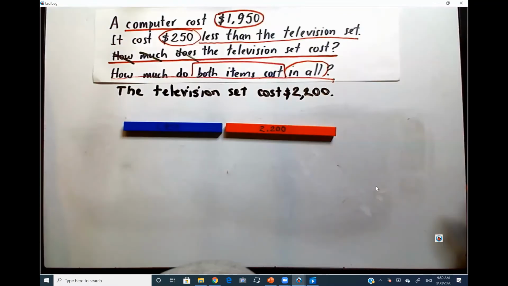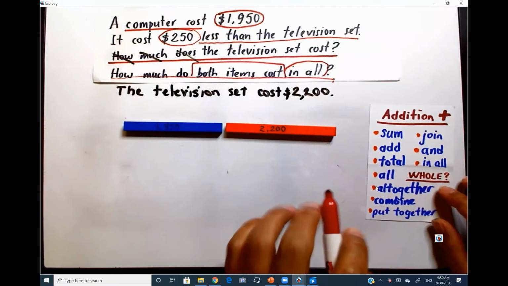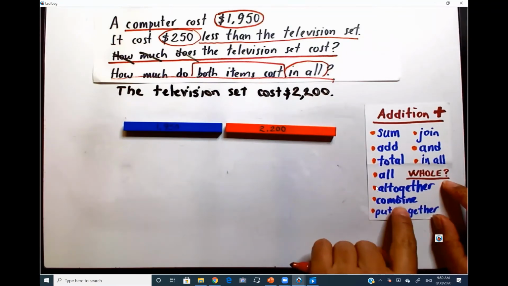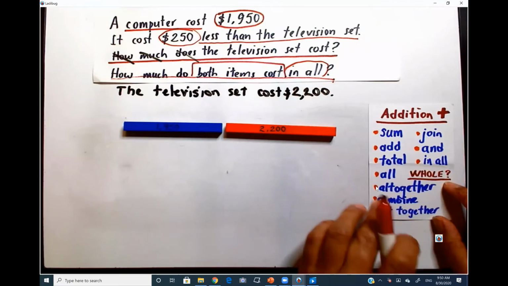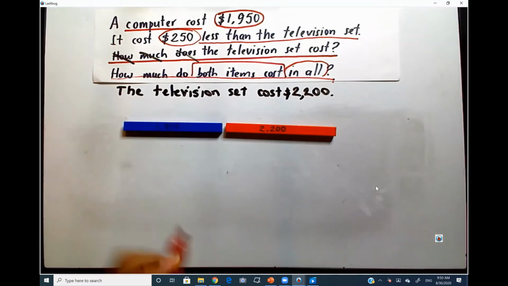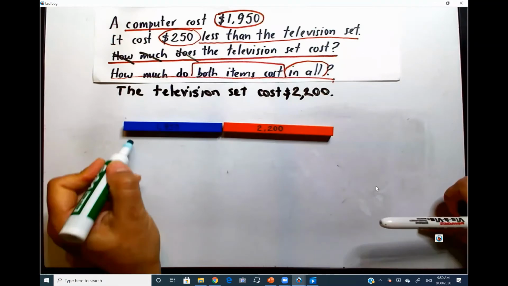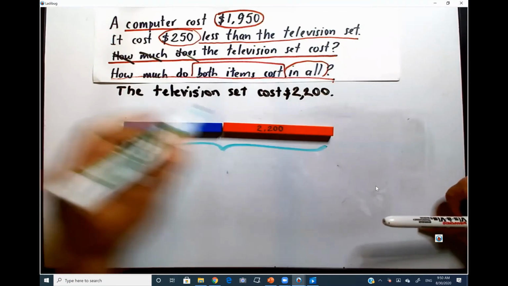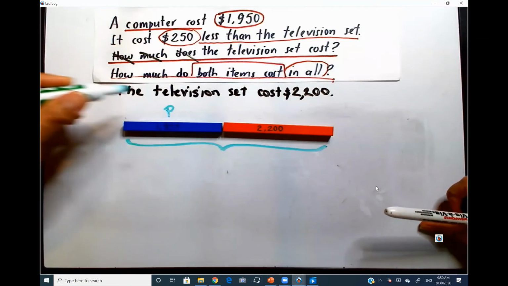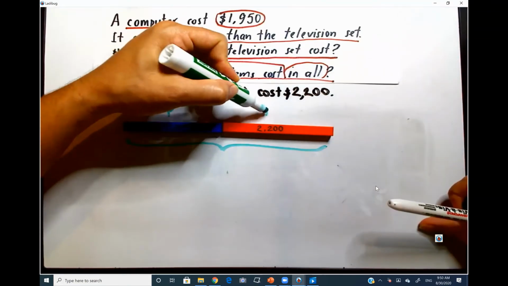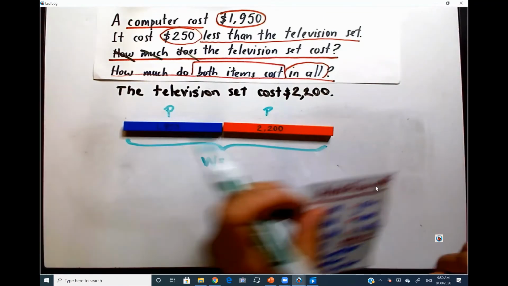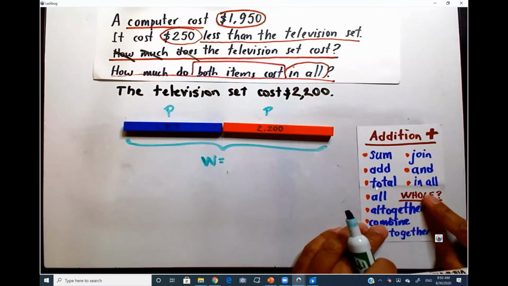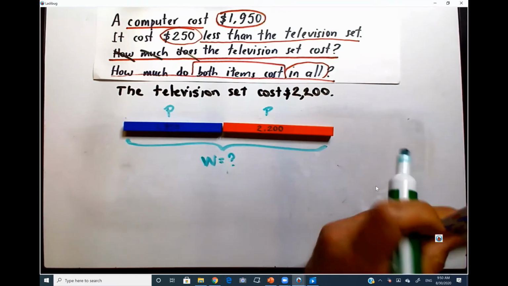Now remember, when we want to find out how much things are in all, we combine them, we put them together, or we join them. We're going to be doing addition again. So let's solve the problem. Let's do the addition, because one more time, we're trying to find the whole. We know the part, this part 1,950, and we know this part 2,200. And we're trying to find again the whole. Remember, every time we're trying to find the whole, let's look at this again. When we're trying to find the whole, we're going to do an addition. So let's solve the addition.